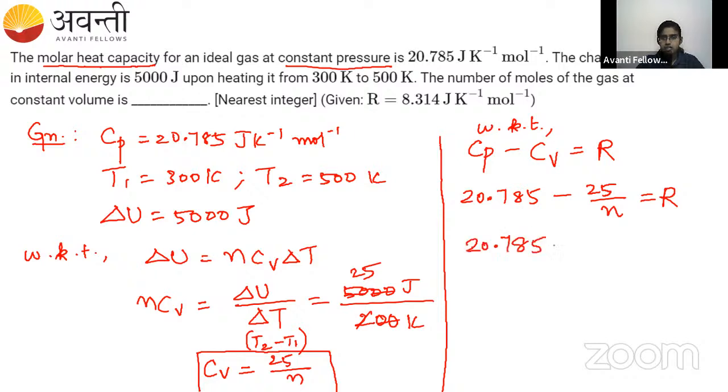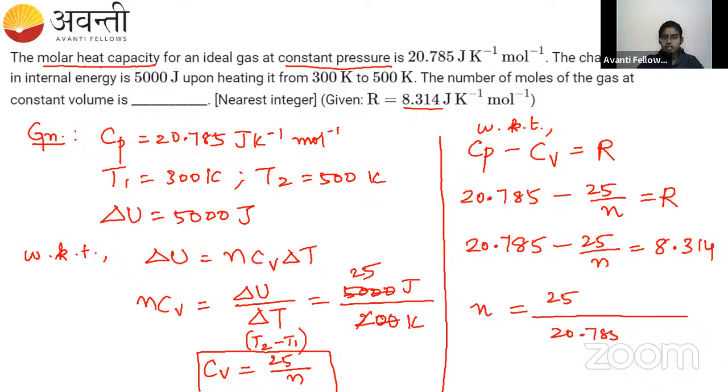20.785 minus 25 by N. Here we can use the R value as 8.314. It is given in the question, right? 8.314. And if we solve this, we will get the value of N as N will be equal to 25 by 20.785 minus 8.314. Finally, N value will come out to be 2. So the number of moles of the gas at constant volume is equal to 2 for this question.